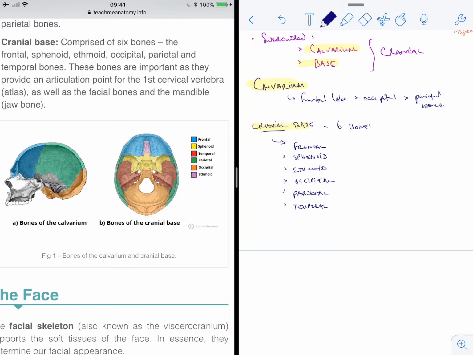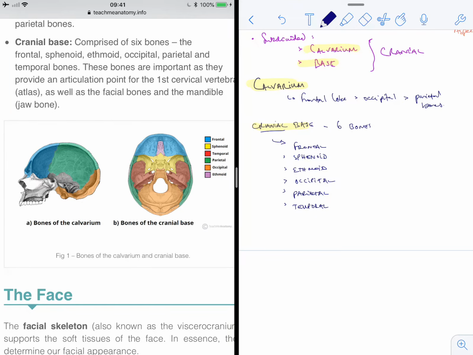Ethmoid seems to be the bridge of the nose. It's not completely obvious, is it? I think that is what that is. The temporal seems to be the temporal region, so you have your temples. Apologies, I got too loud. I think everyone knows about the temples. And the sphenoid. Now that looks like the eye sockets from the side.